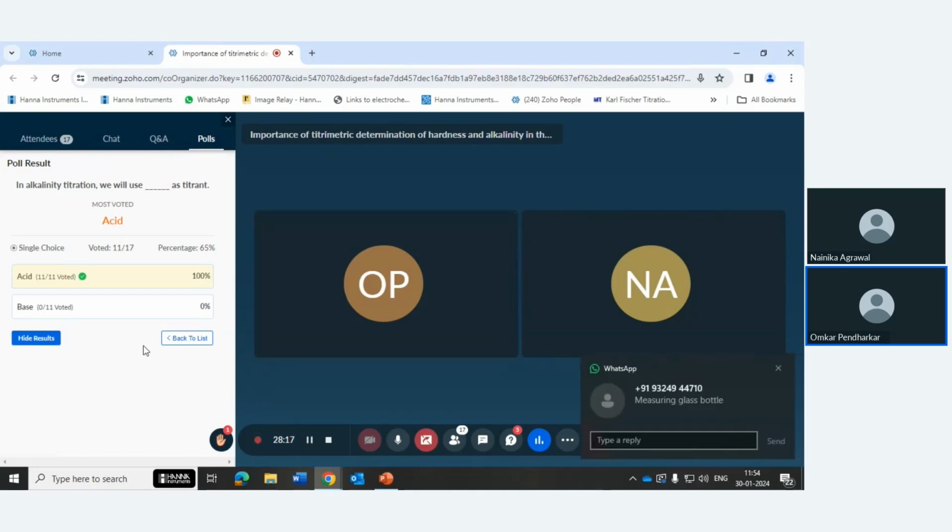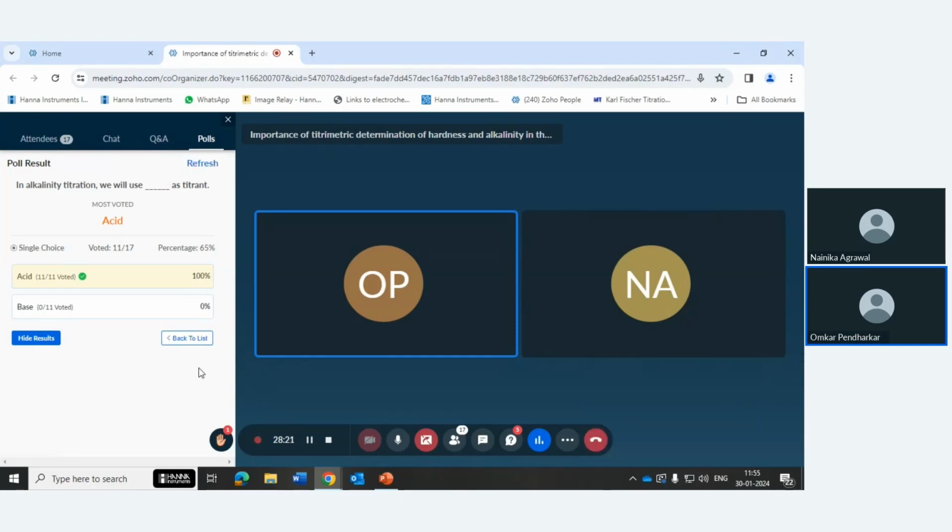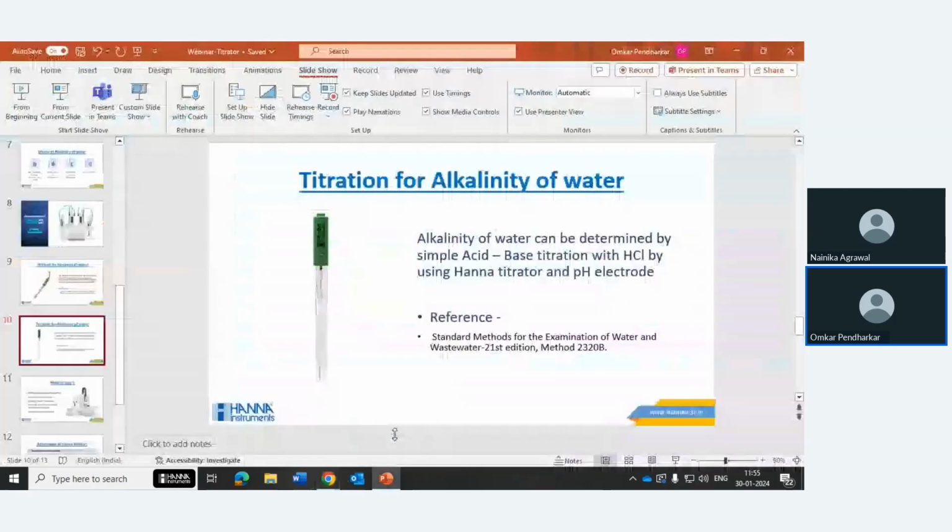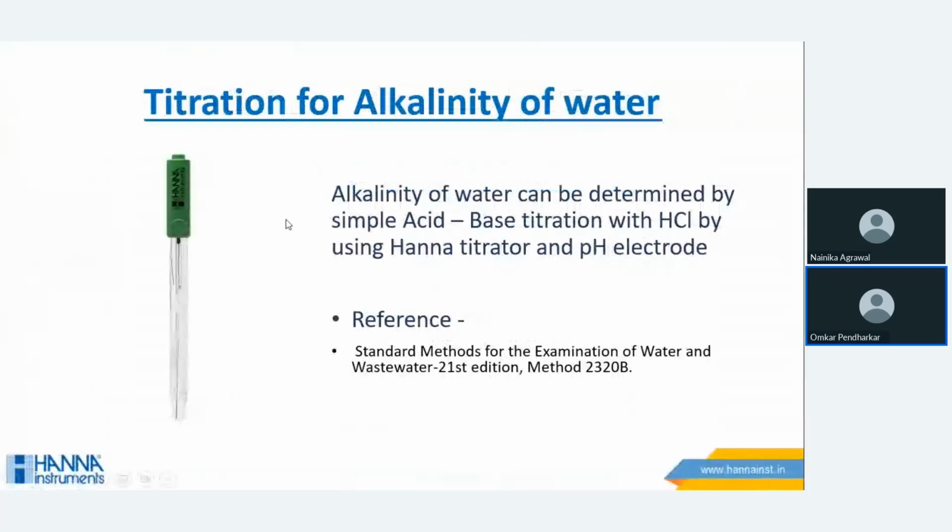Okay, so all of you have answered the right answer for this question. So we will use the acid as titrant because we are determining the alkalinity of the solution. So it will involve the acid base reaction where we are titrating the base present in our sample with the acid. So the titrant solution should be the acid. Generally, we use the hydrochloric acid for the determination of alkalinity.